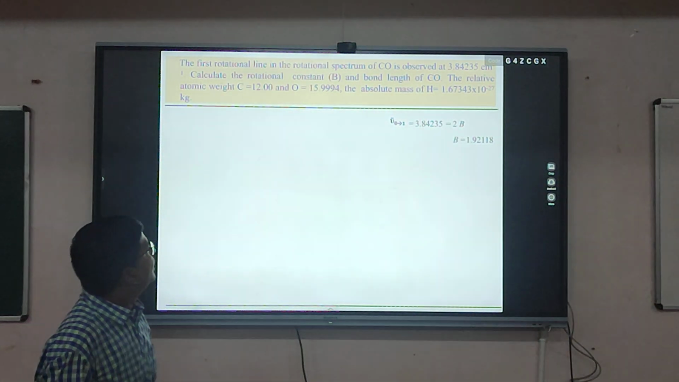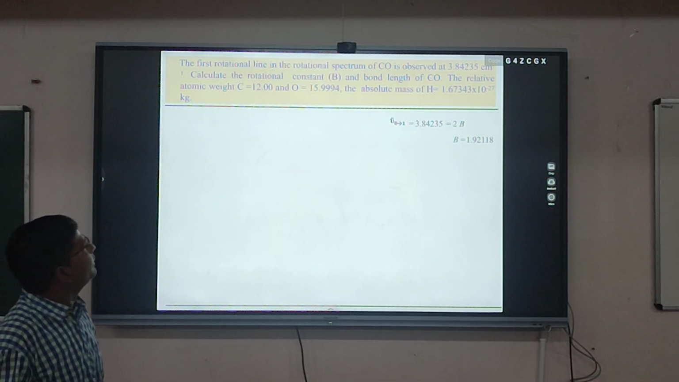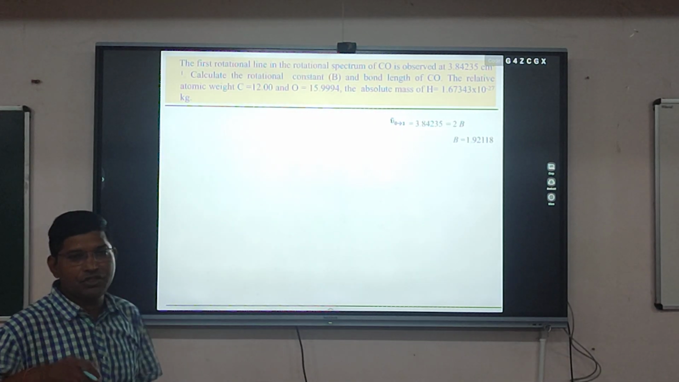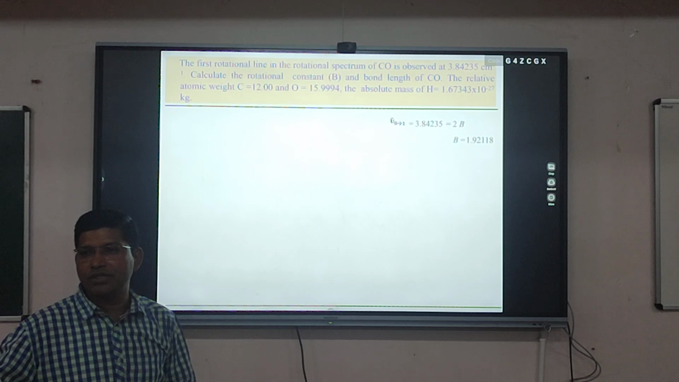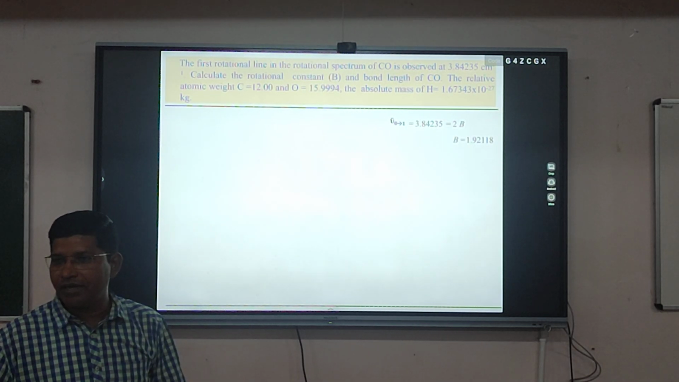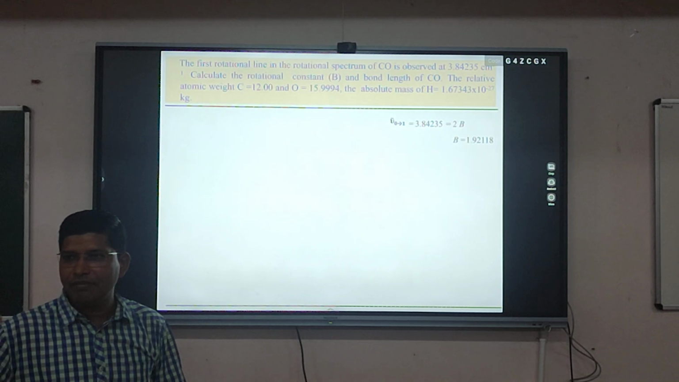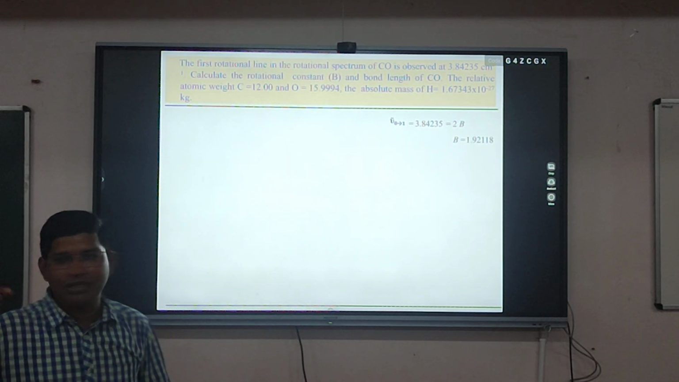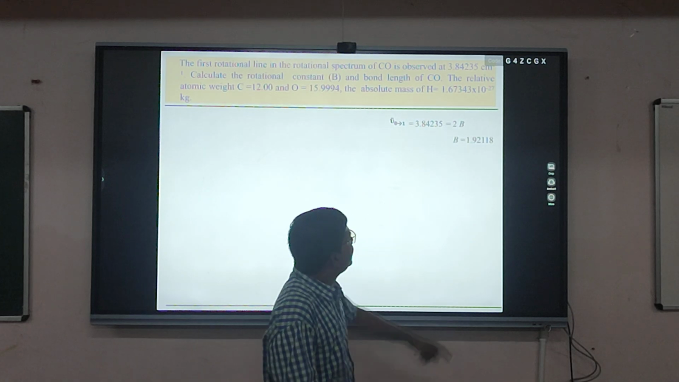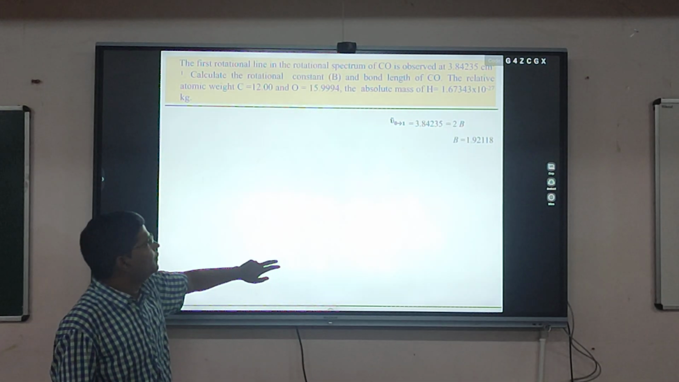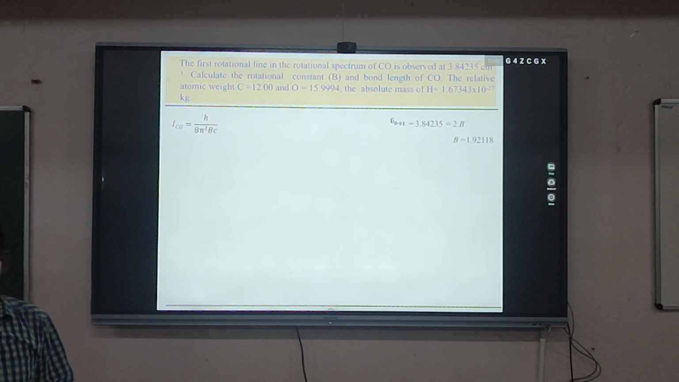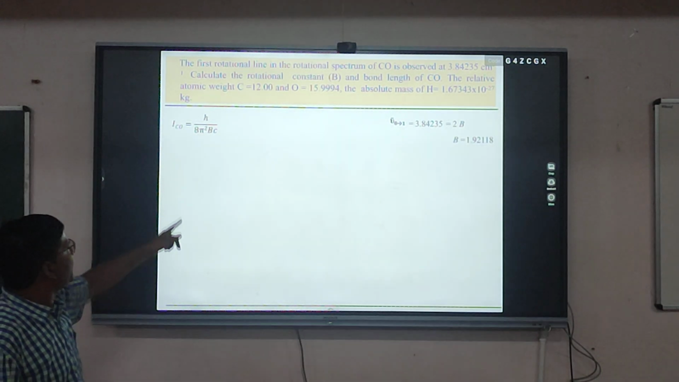Here the transition from 0 to 1 is called the first rotational line. If there is a second rotational line, it means 1 to 2. Third means 2 to 3. First one is 0 to 1. So the value of B equals 1.9218.